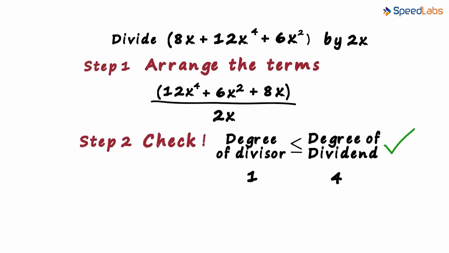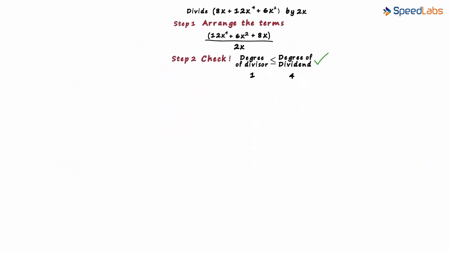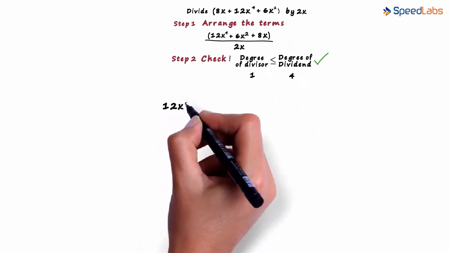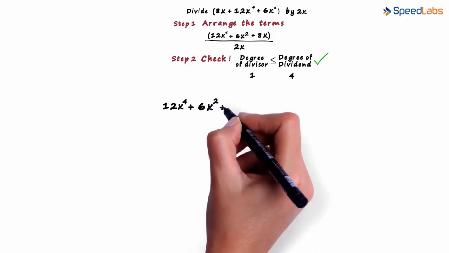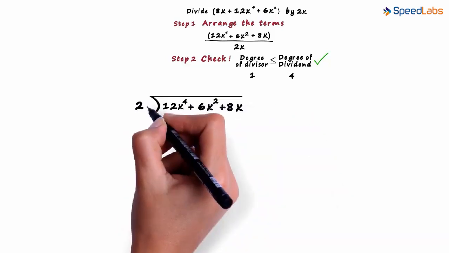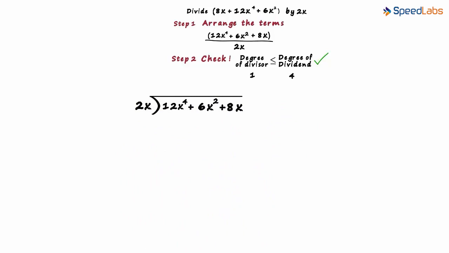Let's zoom out and perform the division. We divide 12x raised to 4 plus 6x squared plus 8x by 2x. We are comfortable dividing a number by a number using this technique, but dividing expressions is even more interesting. We divide each term of the polynomial with the monomial. Solving this example will give you a better idea.